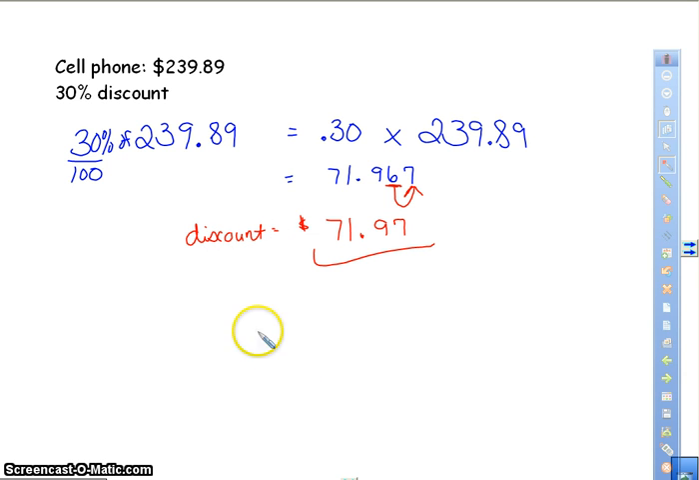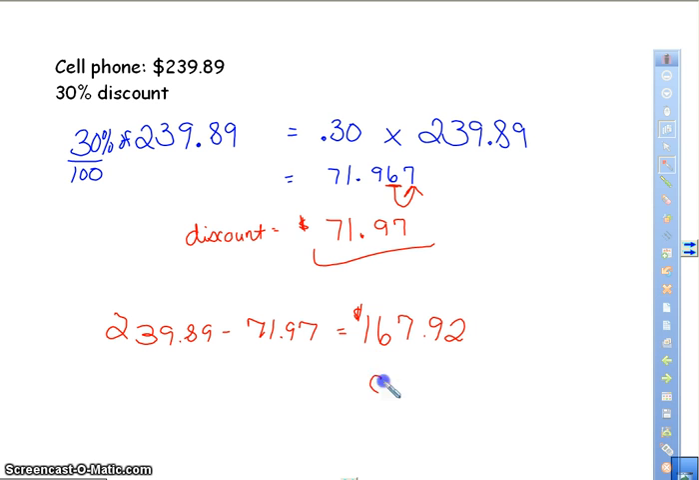To find the total amount I'm going to be spending, I'm going to take $239.89 and subtract $71.97 from that. 239.89 minus 71.97 is $167.92, and this is the amount you would actually pay, including your discount. It would be $167.92.